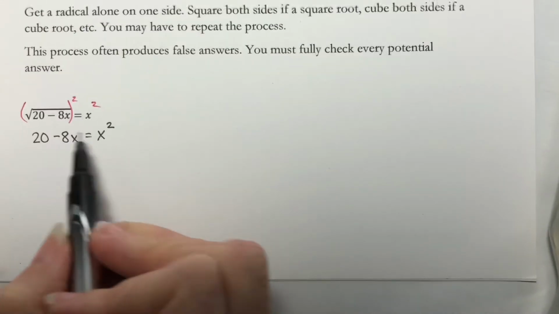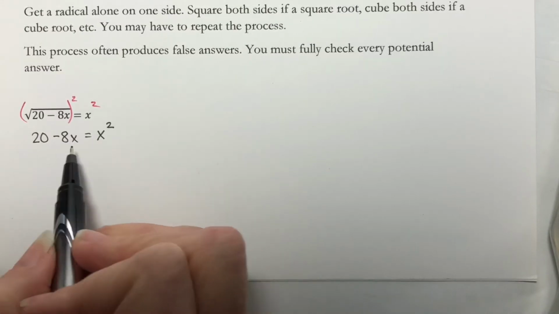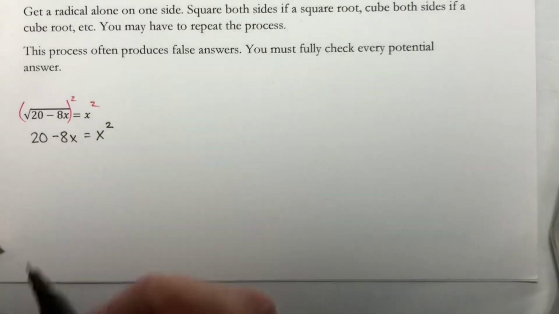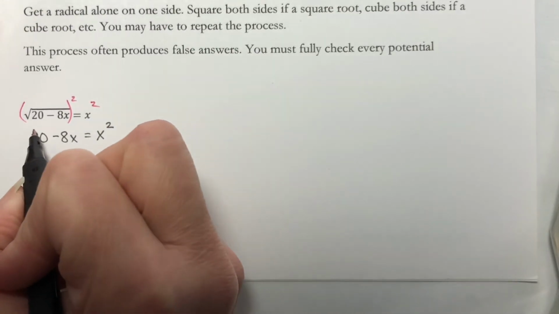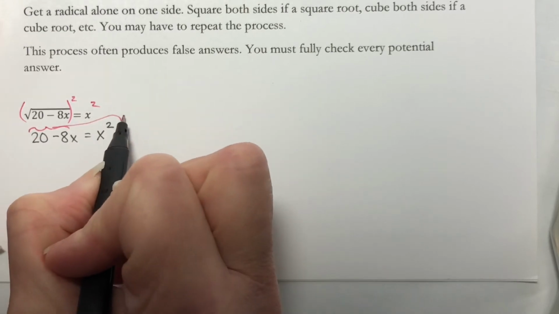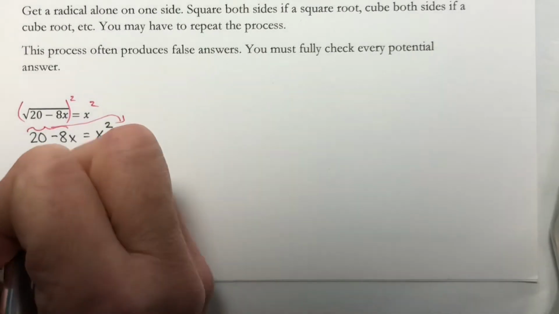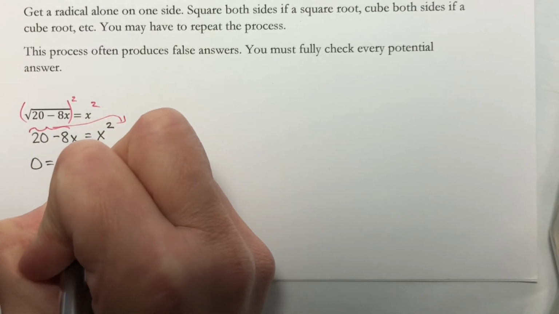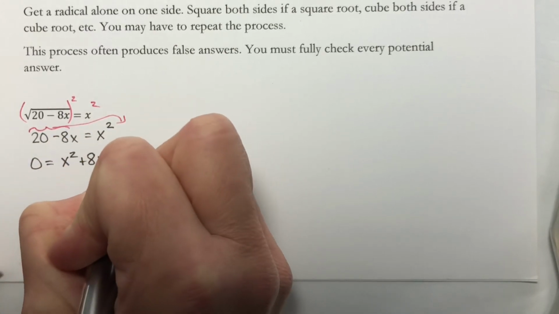Now, I need to solve this, which means I need to try to factor this. I need a 0. I want this first number to be positive, so I'm going to move both of these over to this side, so that I have 0 is equal to x squared plus 8x minus 20.